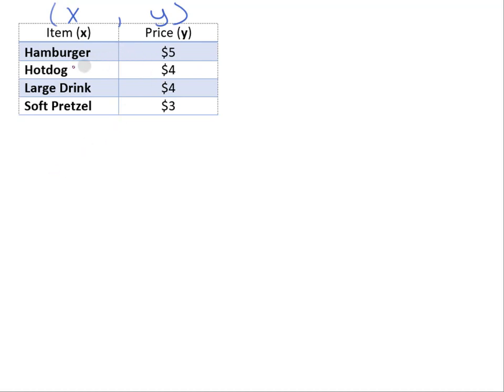Okay, so when we look at this menu board, is it okay that hot dogs and large drinks both happen to be $4? That seems okay, right? I mean, it's okay for multiple items to happen to be the same price. And so what we can take away from this for functions is that repeated y values, so having 4 twice, is okay. And in fact, each of these different items all have one specific price, so this qualifies as a function. Okay, so this is a function.